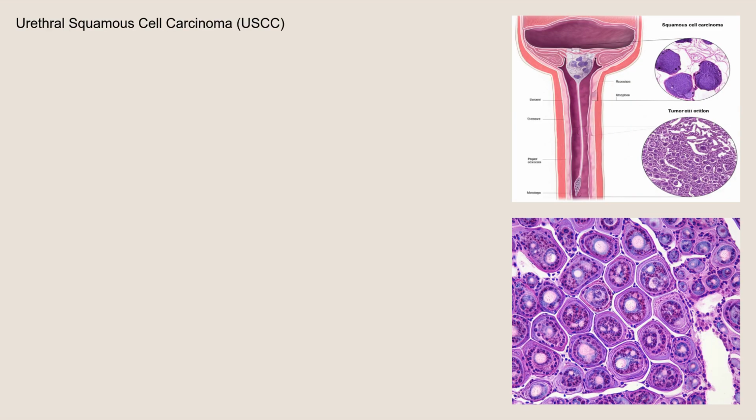Squamous cell carcinoma of the urethra, or USCC, arises when squamous cells, which normally line the urethra, undergo malignant transformation and begin to grow uncontrollably. The exact cause isn't always clear, but several factors have been linked to its development.